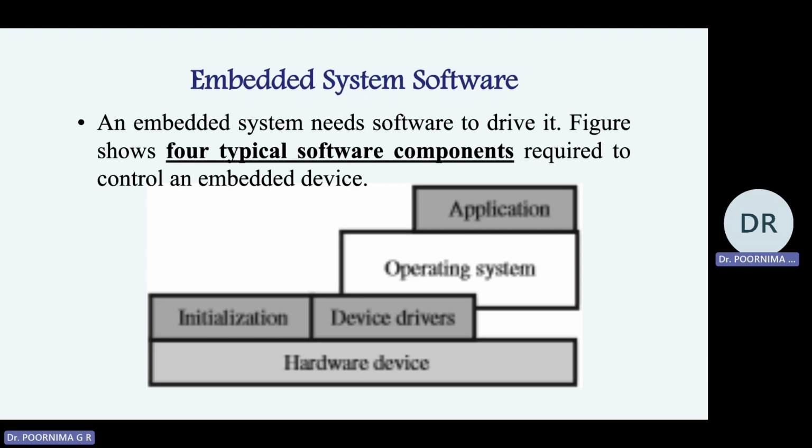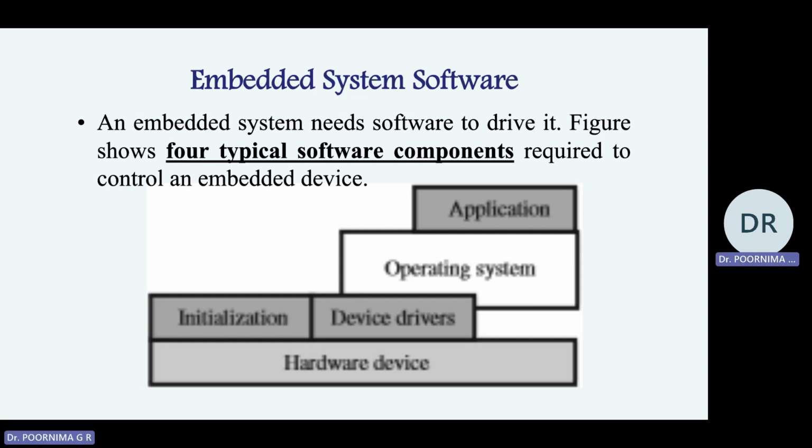It is a hardware device, which we have already studied, and which has to be supported by the software. In the software, what are the various components? You can look at 4 different components that must be there in order to support any application by this embedded system software. What are those 4 blocks? One is the initialization. The next one is device drivers. The third component is the operating system. The fourth component is the application.